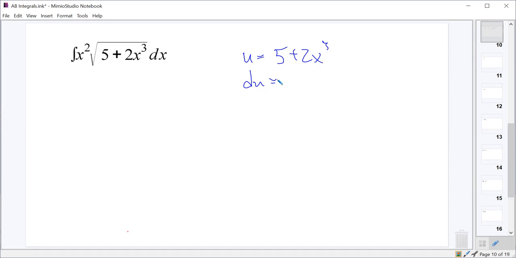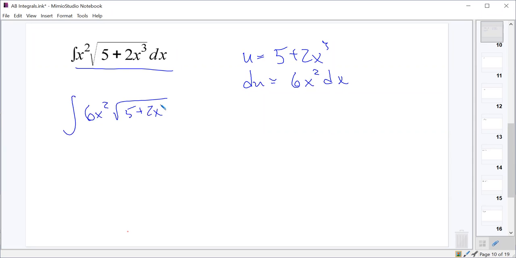6x squared dx. And do I have a 6x squared dx within my integral already, to cancel out to become a du? No. But I have the x squared and I have the dx, right? So all I would need to do would be to multiply this thing by 6. If I multiply it by 6, now I have the 6x squared dx, don't I?